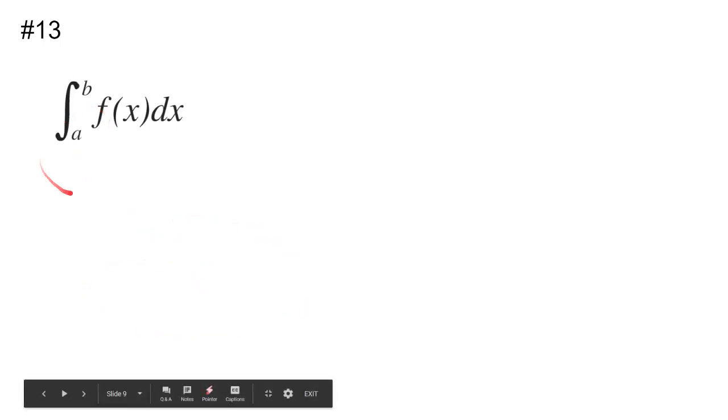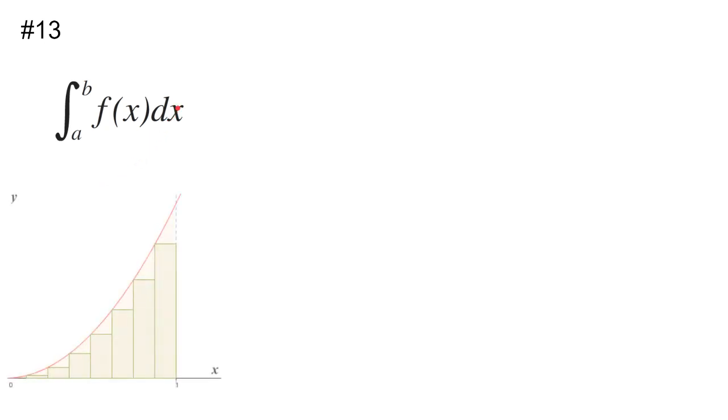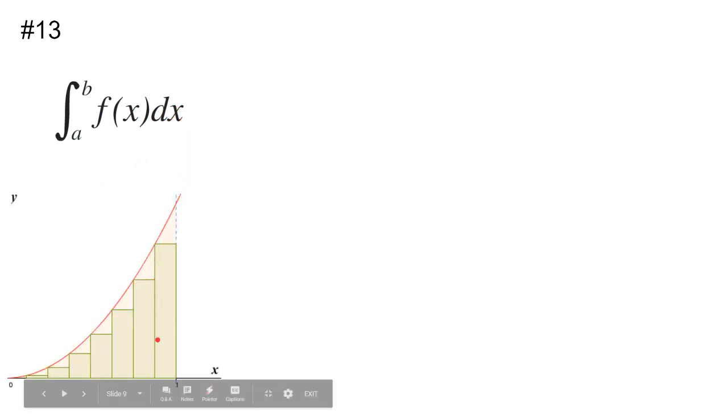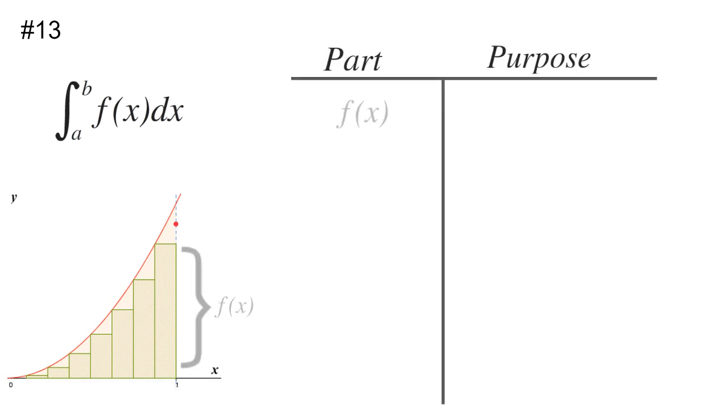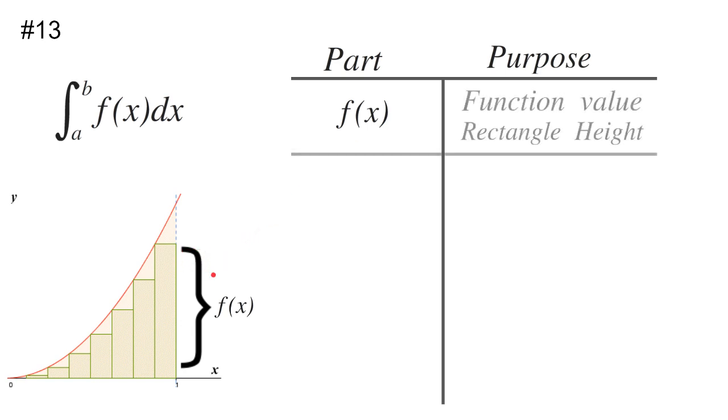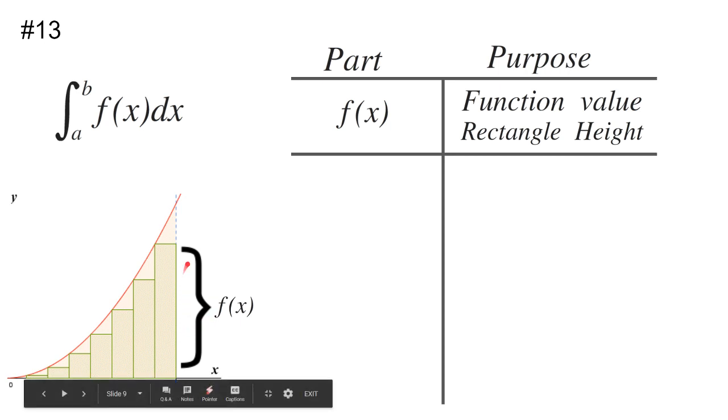For number 13, we're asked to discuss the parts that make up this expression right here. If we remember what an integral actually is, it's almost like summing up an infinite number of rectangles between the curve and the axis to get the area. If we look at each part and its purpose, the first part would be f of x, which I have bracketed. It acts like the function value, or the height of the rectangles that we're going to use to approximate our curve.